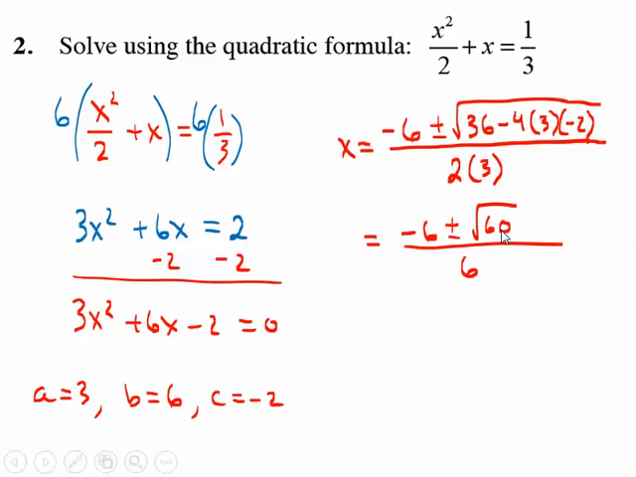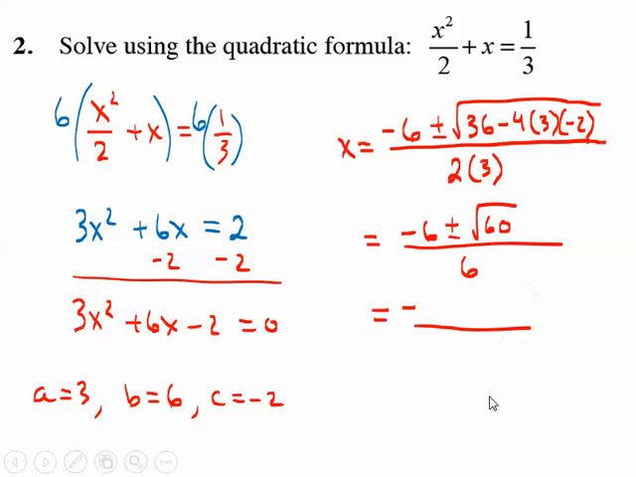Let's see if we go any higher here. 9, that's 3 squared. Nope. 4 squared is 16. Does 16 go into 60? Nope. 5 squared is 25. No. 6 is 36, 7 is 49, 8 is 64. No, so I think it's 4. So 60 is 4 times 15. 2 goes on the outside, 15 stays inside.